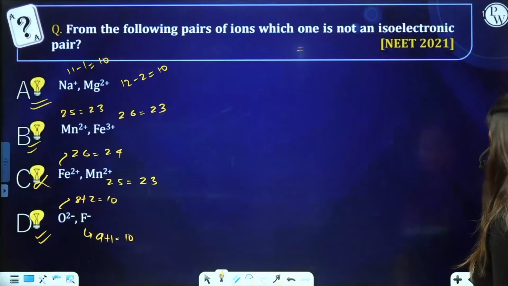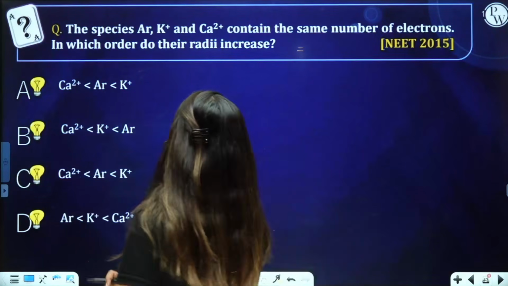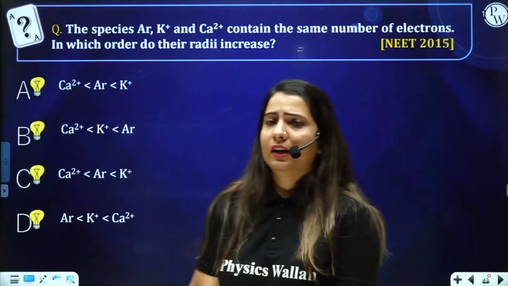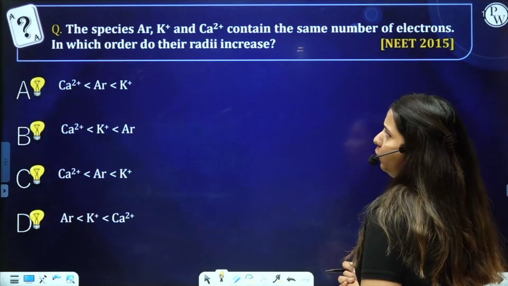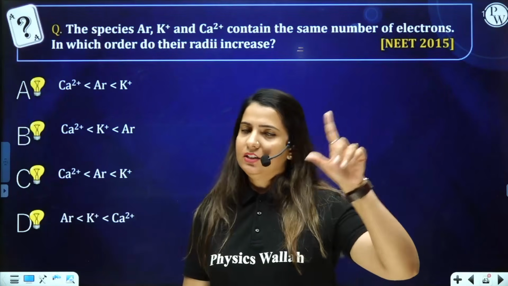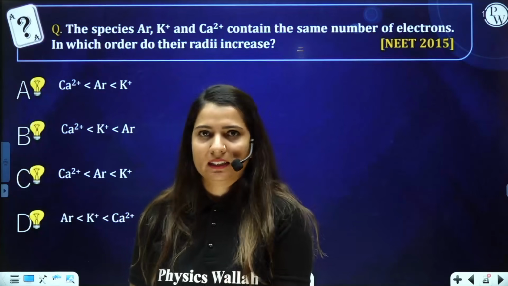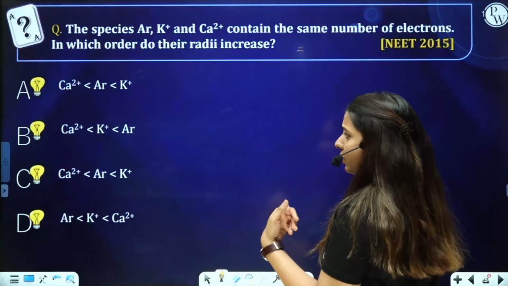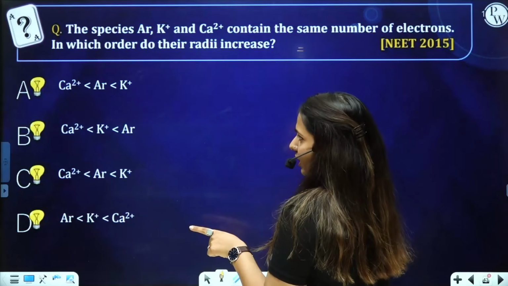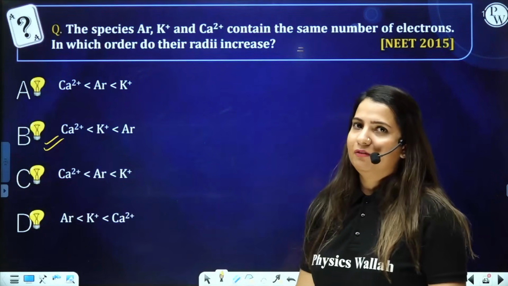Okay. Let's move forward. The species argon, potassium and calcium contain the same number of electrons. So they are isoelectronic. In which order do their radii increase? You know, greater the negative charge, greater the size. Greater the positive charge, smaller is the size. Neutral atom will be present in between. So calcium is having the greater charge, so it will have the less size. So option number B will be the answer.